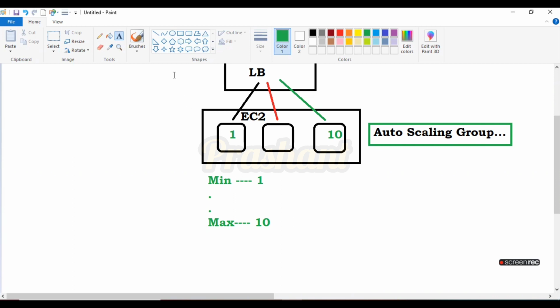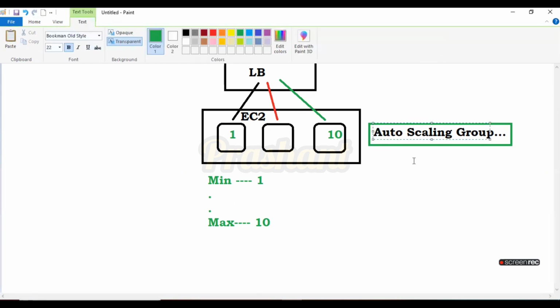Means when there are only 1000 requests, AWS will scale down, means the second to 10th instances will be deleted. Got it? And when there is a requirement, AWS will automatically scale up the EC2 instances. So this process is automatic. That's why this is called auto.